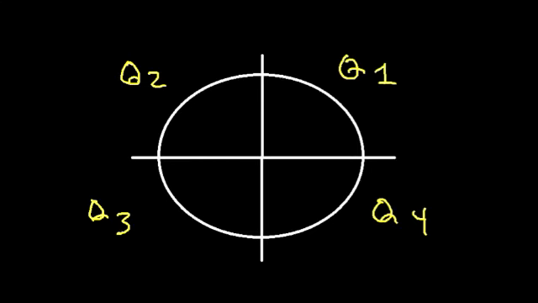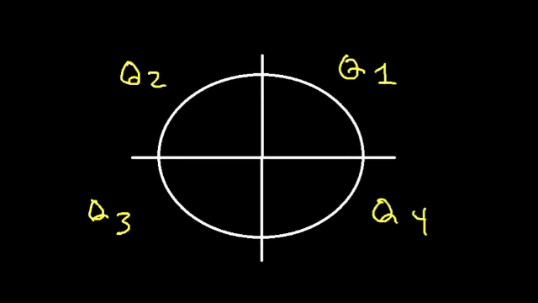Perhaps you heard of the expression, all students take calculus. In quadrant 1, all sine, cosine, tangent functions are positive. So that's the all part in all students take calculus. In quadrant 2, sine is positive. In quadrant 3, tangent is positive. In quadrant 4, cosine is positive. Those are some things to know.